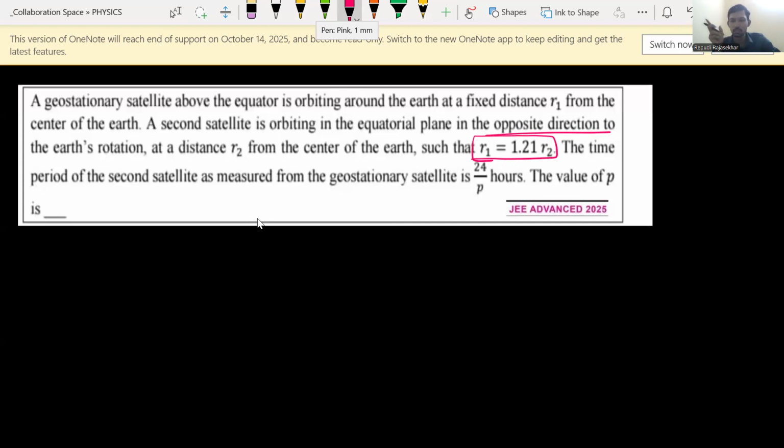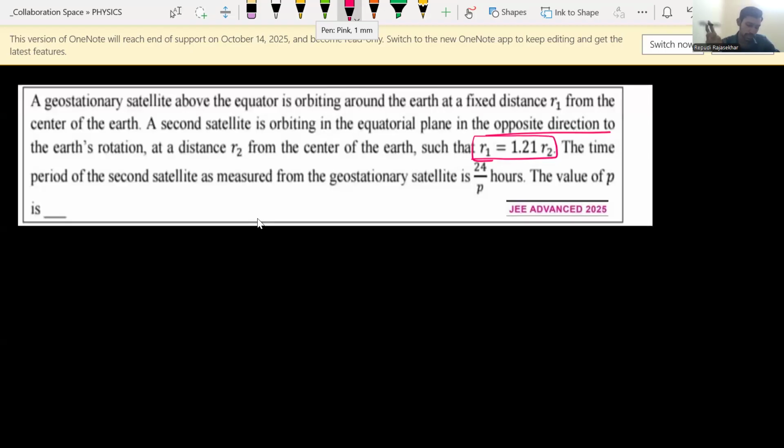I hope every student, by the time of reading this question, may get some idea. Radius is given, time period they are asking. Which formula relates time period and radius? Only one equation. You can use T equals 2 pi r divided by v, but that is more lengthy and tough. So Kepler's law is the best one to solve this question. You can use Kepler's third law.